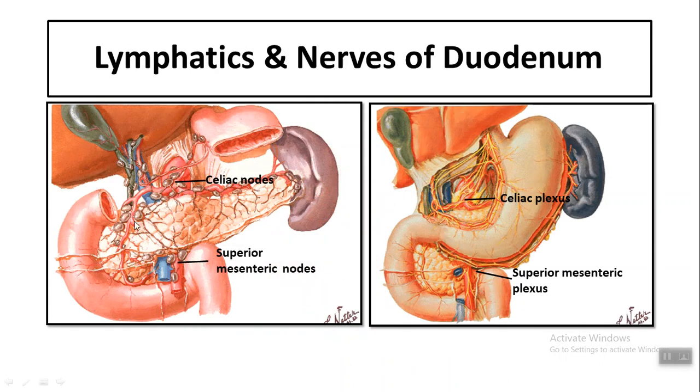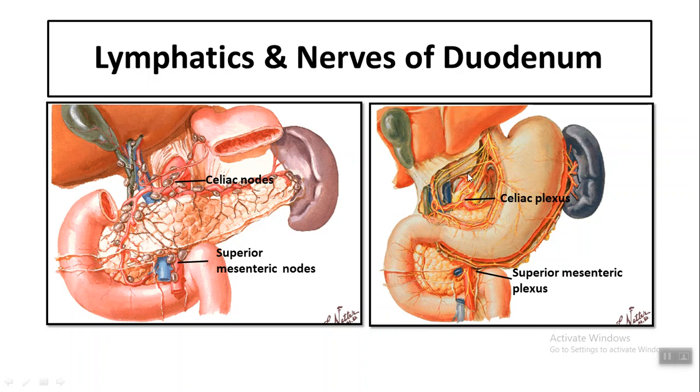Also, lymphatic drainage: the part of the duodenum above the entrance of the bile duct will drain through the superior pancreatico-duodenal lymph node to the gastro-duodenal lymph node to the celiac nodes, while the inferior part drains to the inferior pancreatico-duodenal lymph node and then to the superior mesenteric nodes.